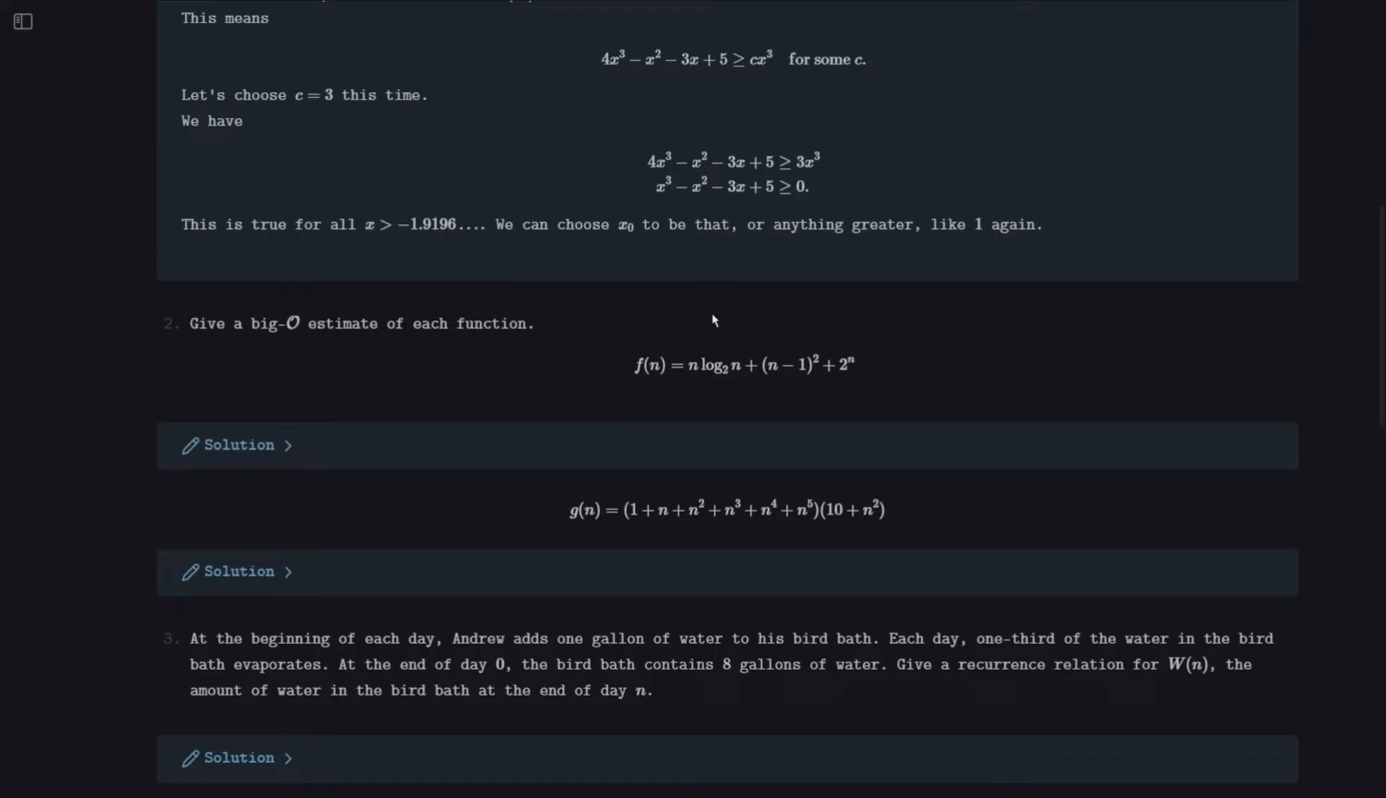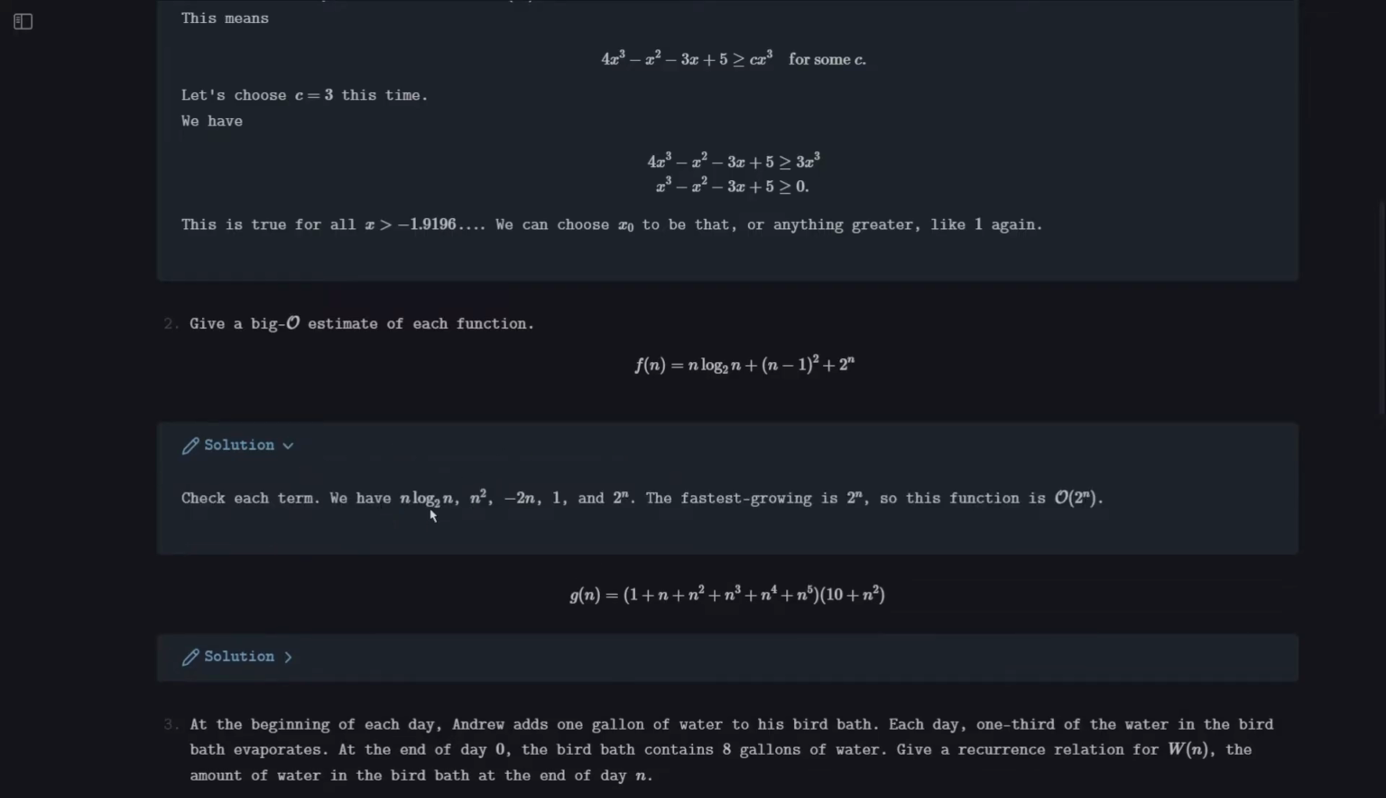Okay? So in this function we have n log base 2 of n plus (n minus 1) all squared plus 2 to the n. Now the (n minus 1) all squared becomes n squared minus 2n plus 1. So we have 5 terms essentially. N log base 2 n, n squared, minus 2n, 1, and 2 to the n. Now obviously 2 to the n grows way faster than all of these. So we can just say the function here is big O of 2 to the n.